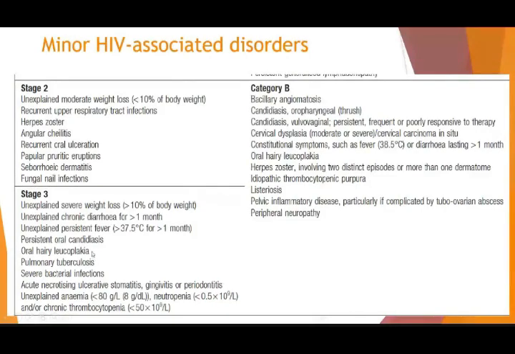In the third stage, with profound immune suppression, there will be severe weight loss, chronic diarrhea, persistent fever, and persistent oral candidiasis. Also oral hairy leukoplakia, which is virtually pathognomonic of HIV infection, pulmonary TB, severe bacterial infections, recurrent necrotizing infection involving the mouth, the gingiva and the periodontal area, anemia, and chronic thrombocytopenia. With more profound immune suppression, the manifestations are more severe and persistent.